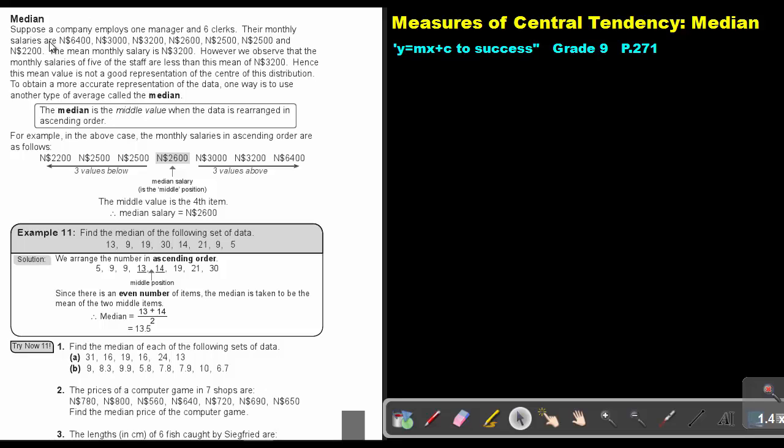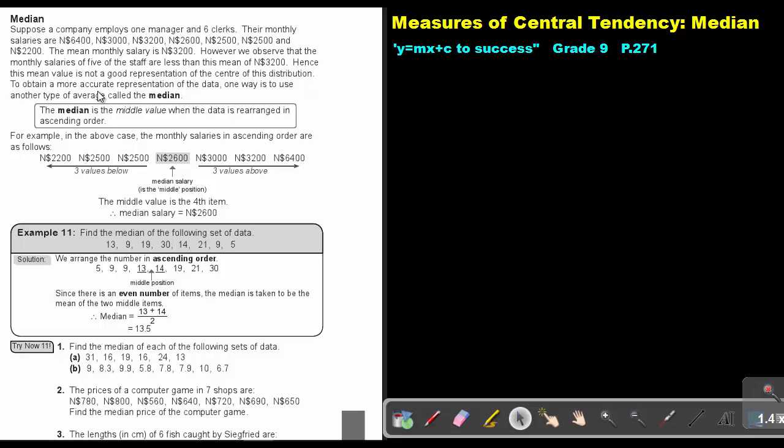Suppose a company employs one manager and 6 clerks. Their monthly salaries are 6400, 3000, 3200, 2600, 2500, 2500, and 2200. The mean monthly salary is 3,200. However, we observe that the monthly salary of 5 of the staff are less than this mean of 3,200. Hence, this mean value is not a good representation of the center of this distribution.